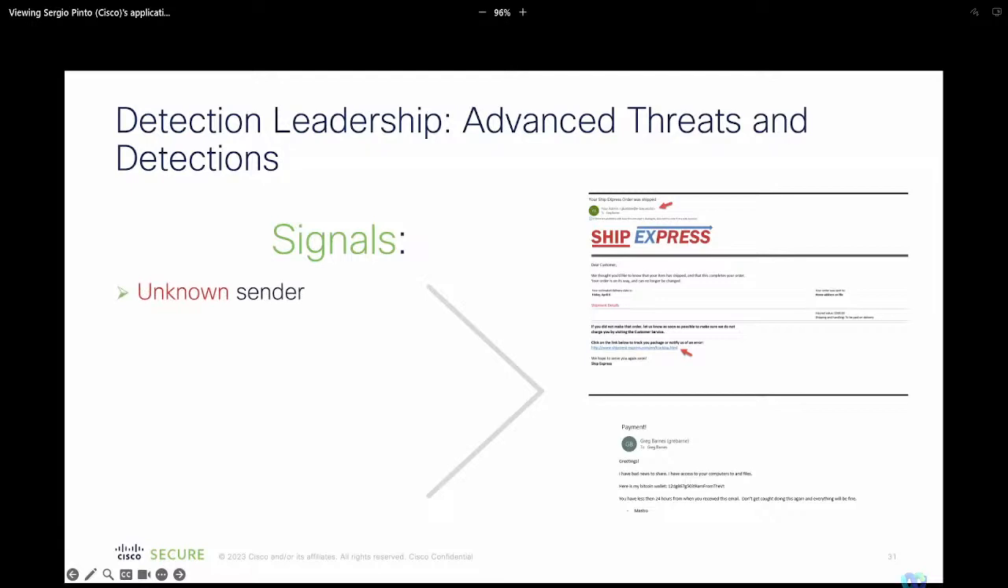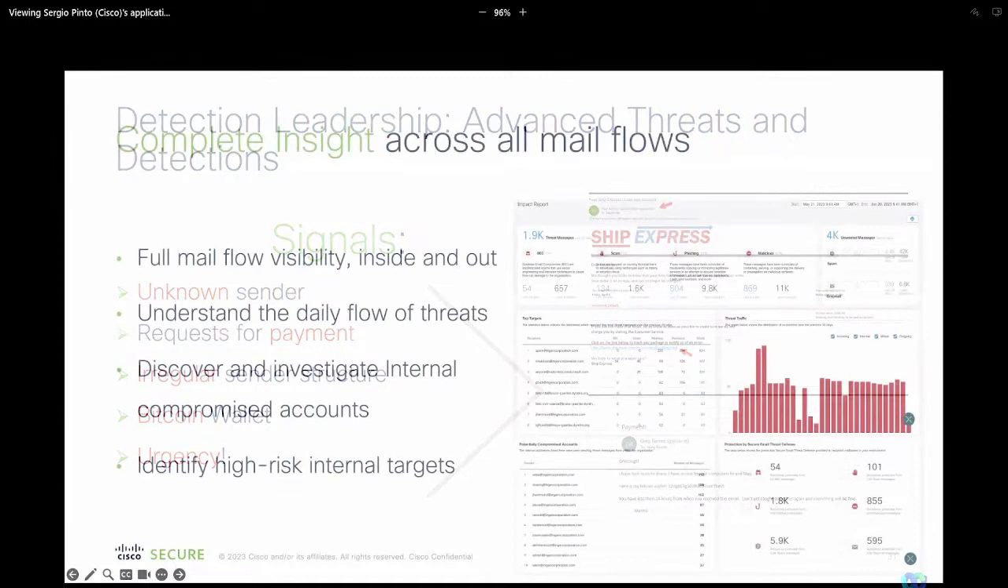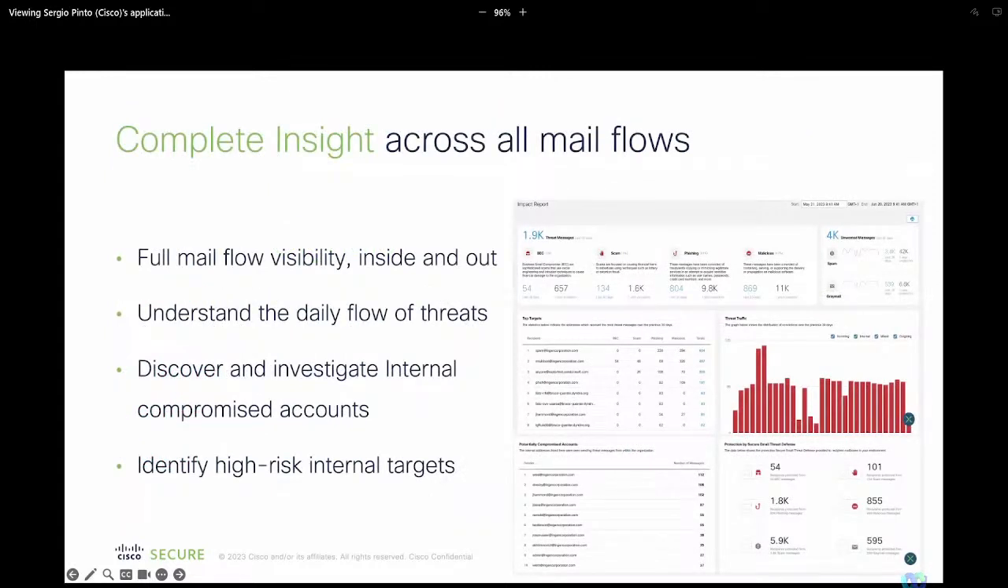There are plenty of signals. As I said, I'm going to show just a few, but there are more than 100 signals that we look for. In EasyMail, we can see a few. This is an unknown sender. There's a request for payment. The sender structure is not very common. There are references to Bitcoin wallets. There's a sense of urgency. Make sure you do this. So we decide to convict this email.